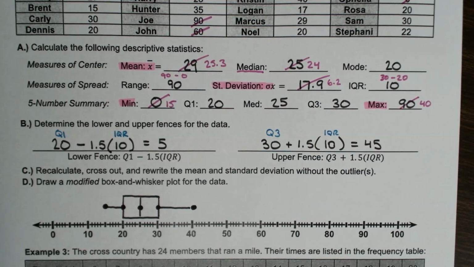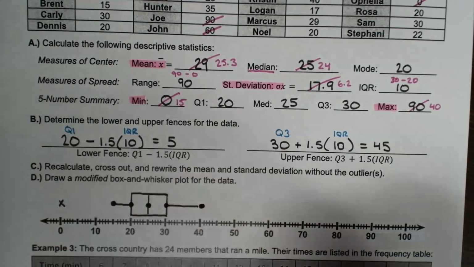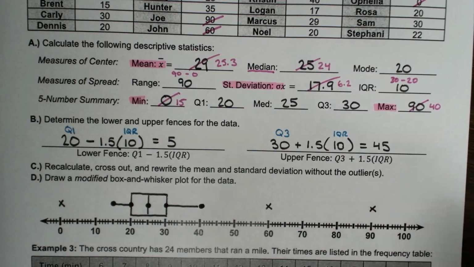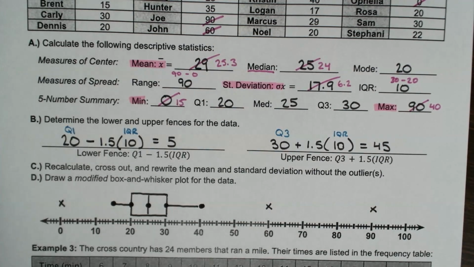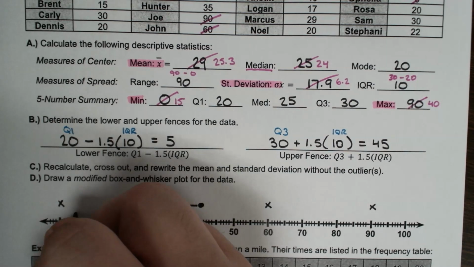Don't forget, if you had outliers, you should plot them with a little X. So X above the 0, above the 60, and above the 90. And then also I'm going to draw those little dotted fences.